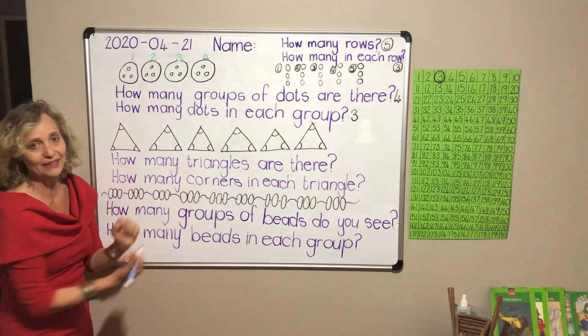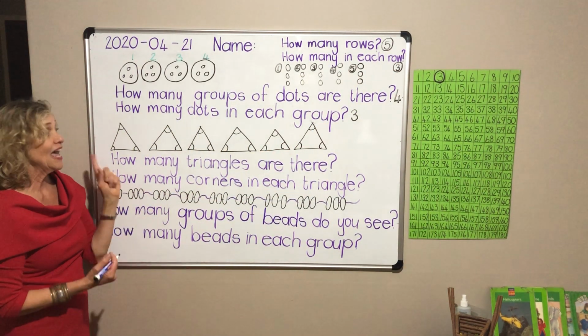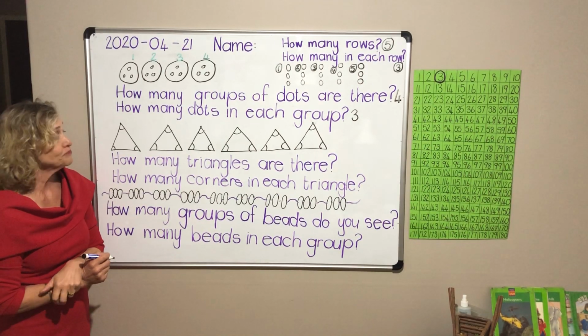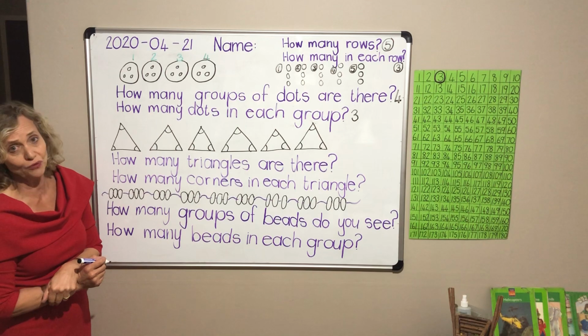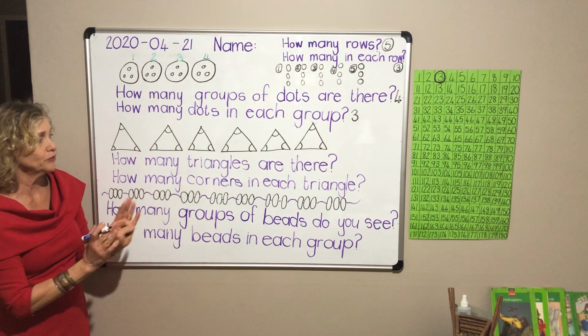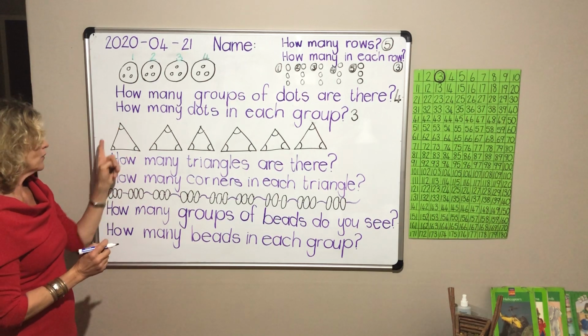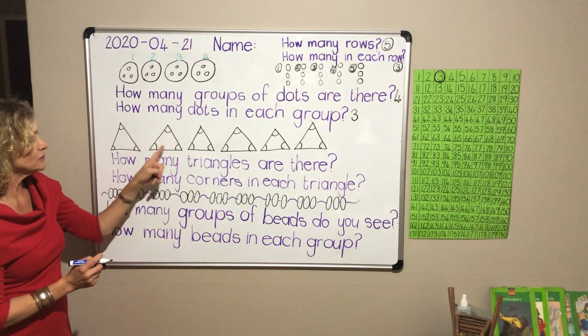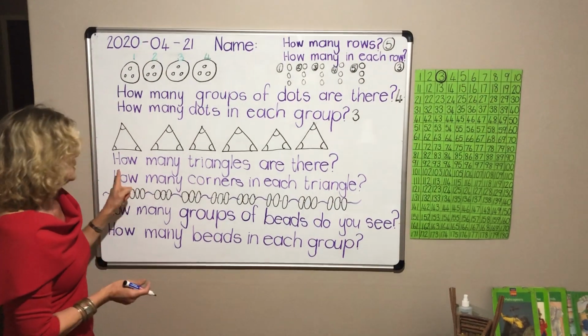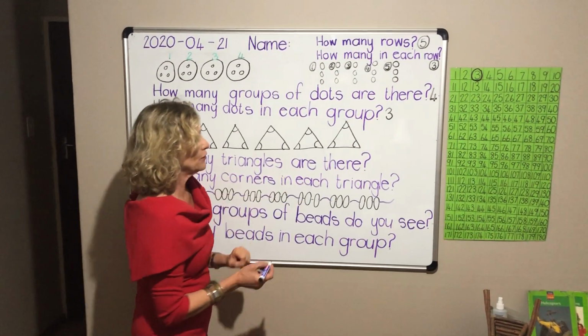Here's a nice thing when it comes to groups of 3. And that's our favorite shape that we use for even counting in tens. Remember when we put the dots in? But we won't do that today. Today we are concentrating on the amount of corners in each triangle, right? So how many triangles are there?